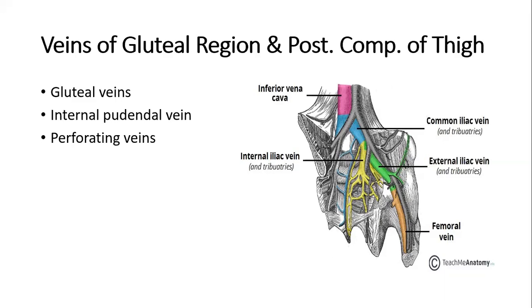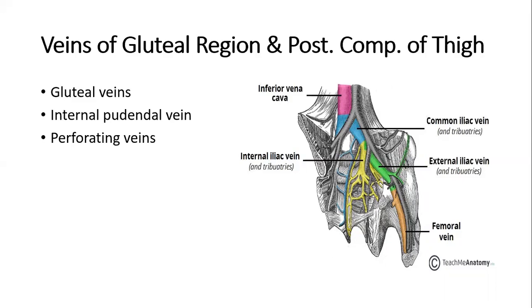Perforating veins, they accompany the arteries of the same name as a rule. Every medical student knows this rule so far. And they drain the blood from the posterior compartment of the thigh into the deep vein of the thigh. And perforating veins, just like their counterparts in the arteries, communicate superiorly and inferiorly with the popliteal vein and inferior gluteal veins.